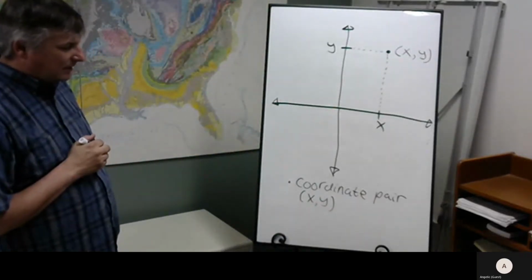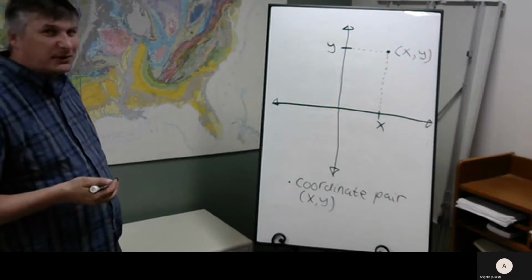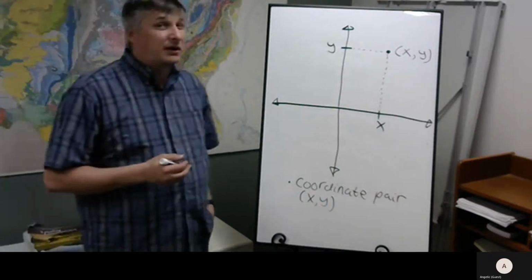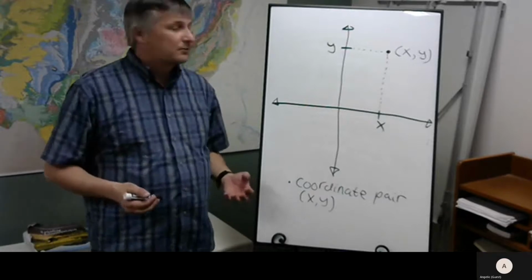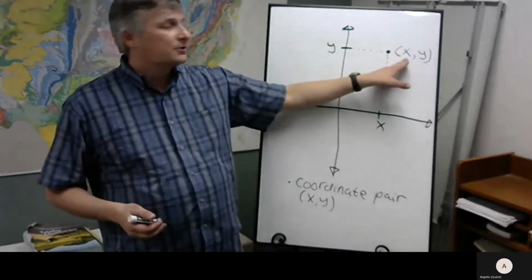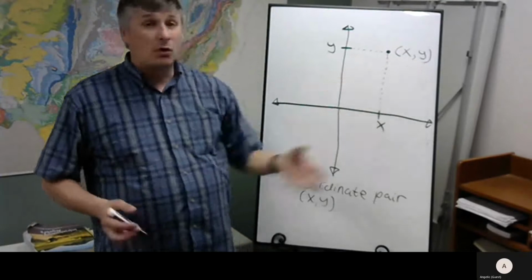Now, another term for this you'll hear is an ordered pair. And the reason they call it an ordered pair is that the order of these numbers matters. The x will always be first, and then after the comma, you will always see the y.